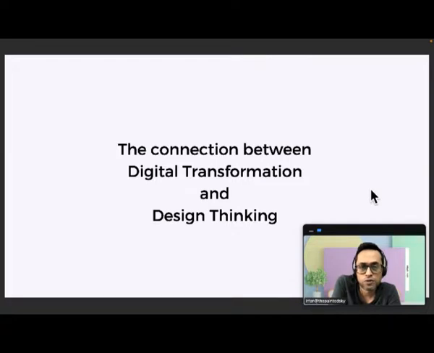Moving various processes, various footprints, various touch points with their customers to digital touch points, right? So this is digital transformation. And where does design thinking come into the picture? A very important aspect of successful digital transformation is understanding from your customer's point of view what is the change that you need to go through, right?